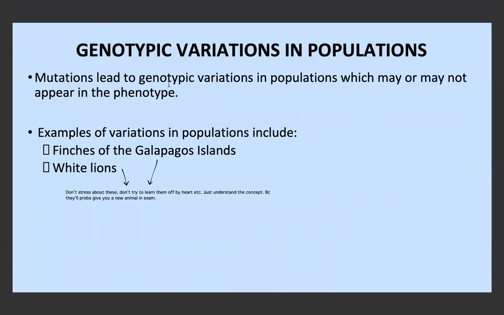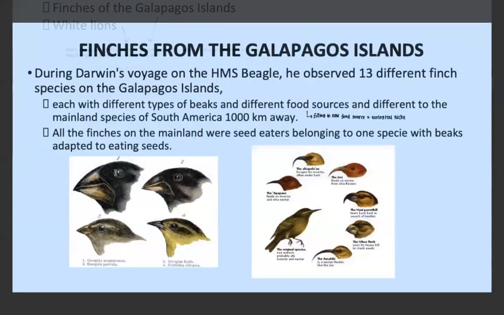Mutations lead to genotypic variations in the population, which may or may not appear in the phenotype. Examples of variation in population include the finches of the Galapagos Islands and the white lions. So obviously these are just two examples. You don't need to learn them off by heart, but learn the concepts behind them, so that if you're asked a different example in the exam, you'll know how to answer it.